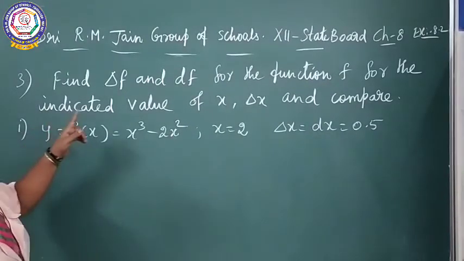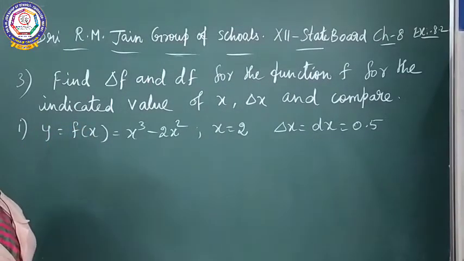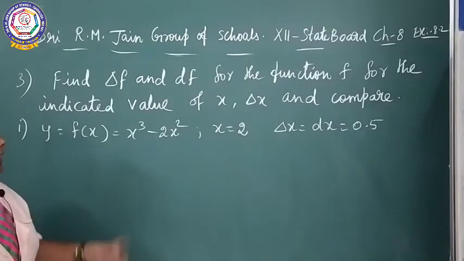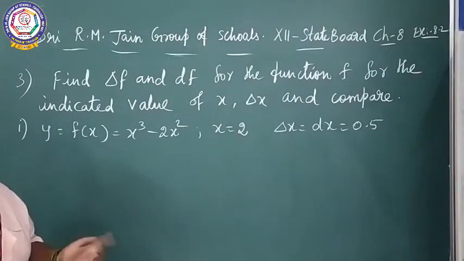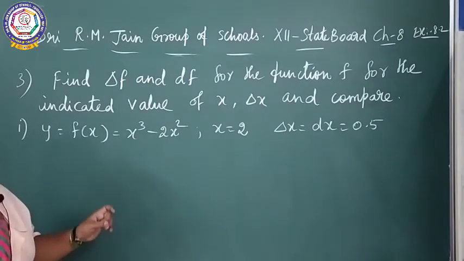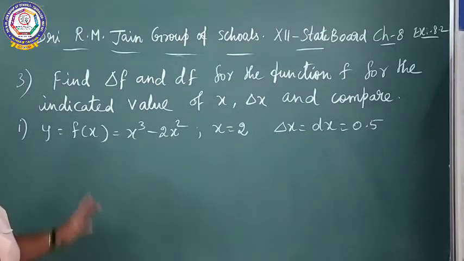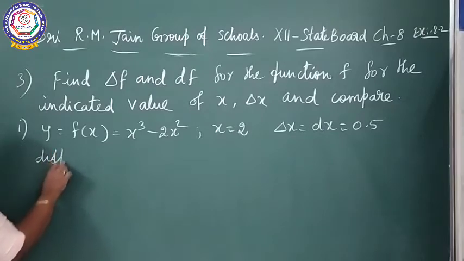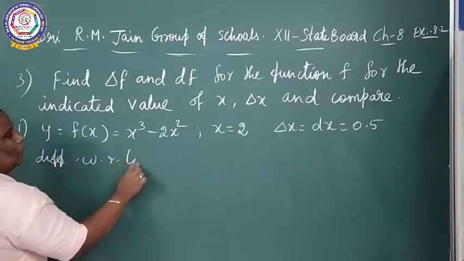Find delta f and df for the function f, for the indicated value of x and delta x, and compare the both. We have to find out the actual change, the estimated change, and you can find out the value of error also. f of x is given, so differentiate with respect to x.